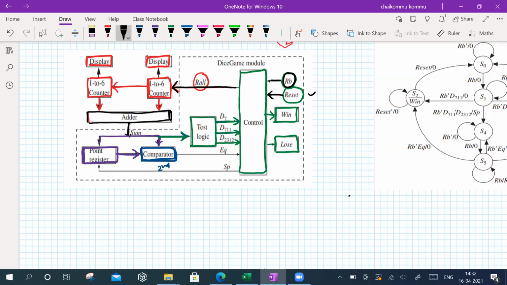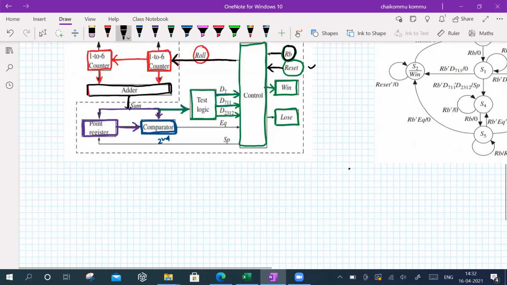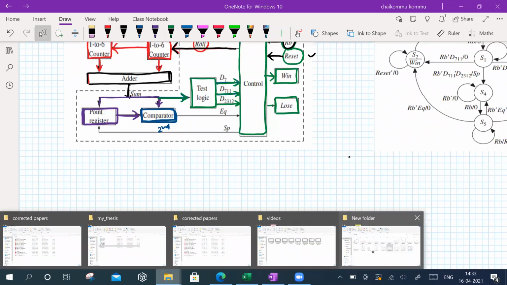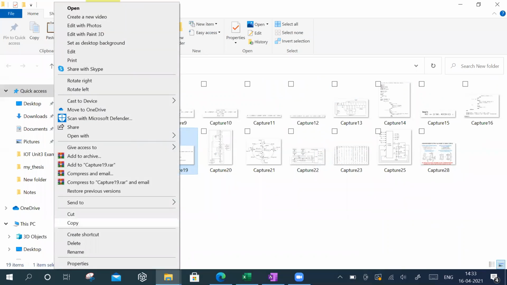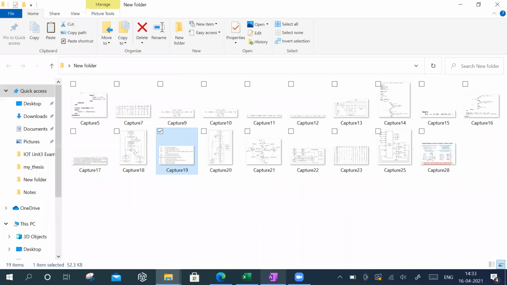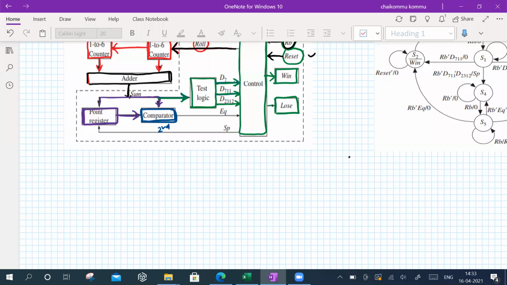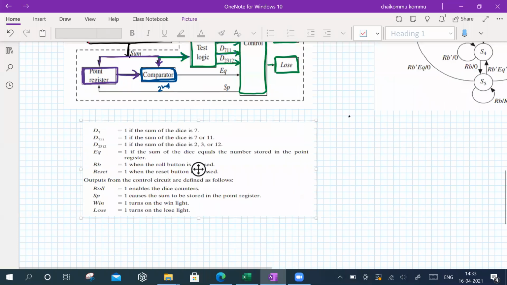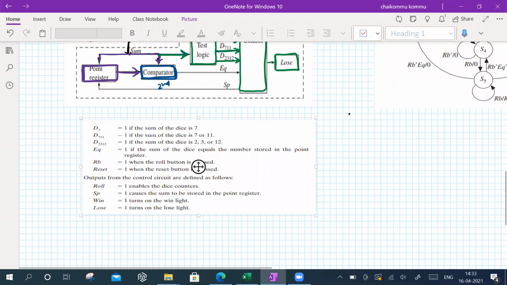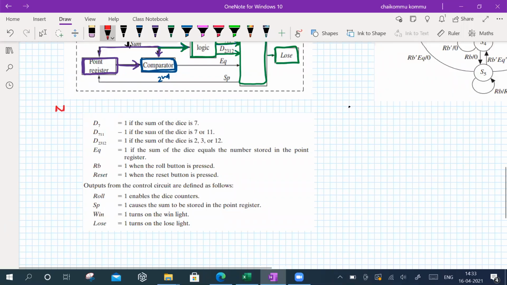Clear? So what are the signals that we are using here? That's important. These are the signals that I'm using here. For the sake of simplicity, I'm writing this one. These are the names, the input and output names in this particular game. Input and output necessary signals.